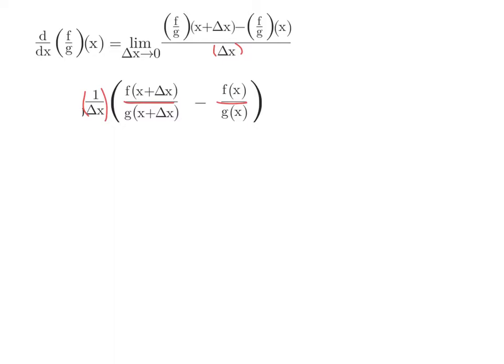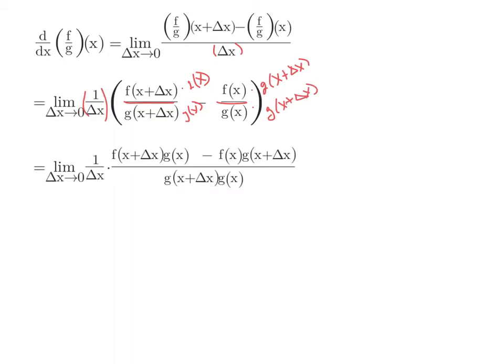And in order to do that, we need to get common denominators, which means this first fraction is going to have to get multiplied by g of x over g of x. And the second fraction has to get multiplied by g of x plus delta x over g of x plus delta x. Doing so, we end up with our expression looking like this.